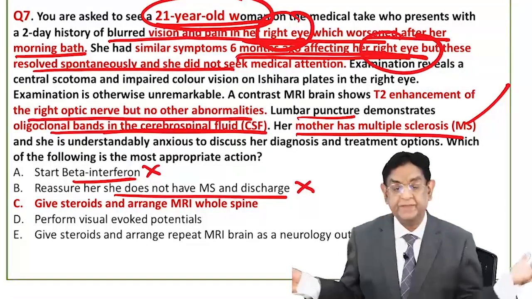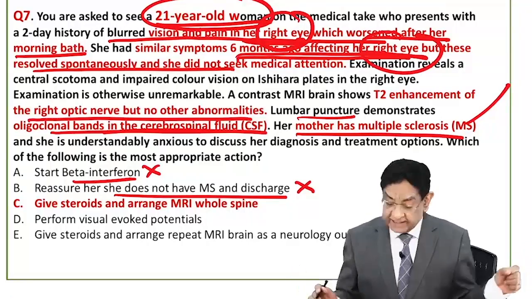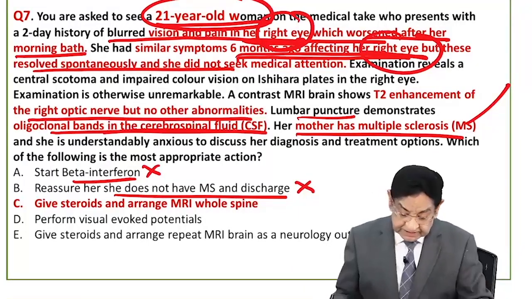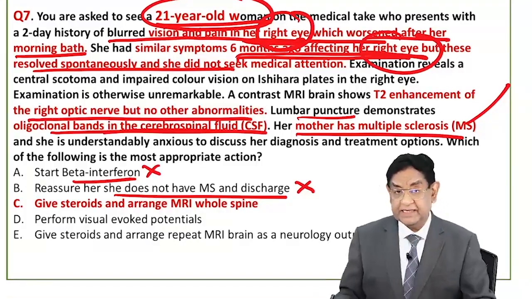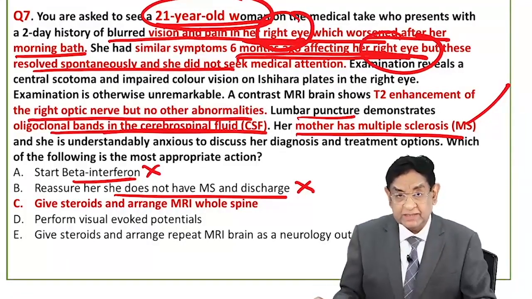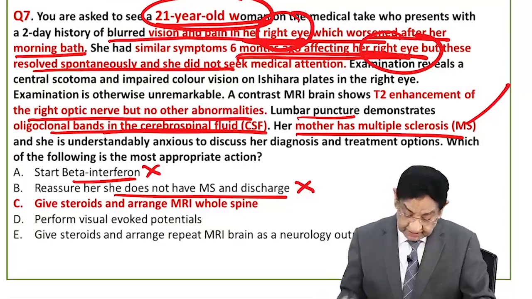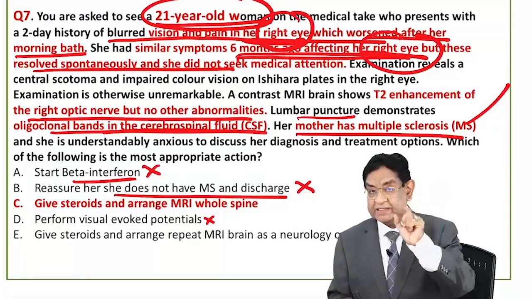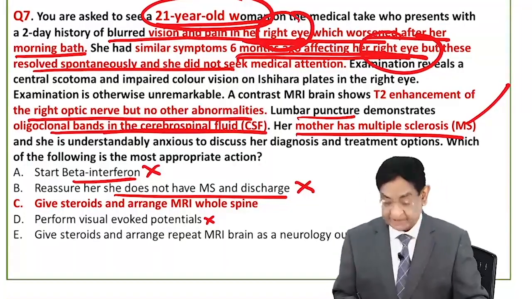Reassure that she doesn't have MS and discharge? No way. You can't say that, she already had a problem 6 months back. Six months back a problem, again she has a problem. So no way, you can't send her home like this. Visual evoked potential is an add-on, it is not the first line investigation.